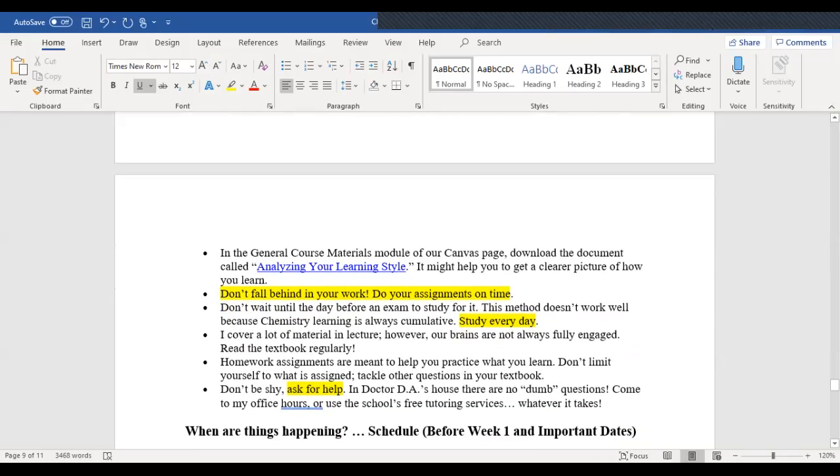from students' own comments. One of them is essentially do your assignments on time. Don't fall behind in your work, especially if you're taking more than 2 or 3 classes. It might be hard. So get into a habit, like it says here, to study every day. I'm going to help you with that, okay? I'm going to show you in a moment.